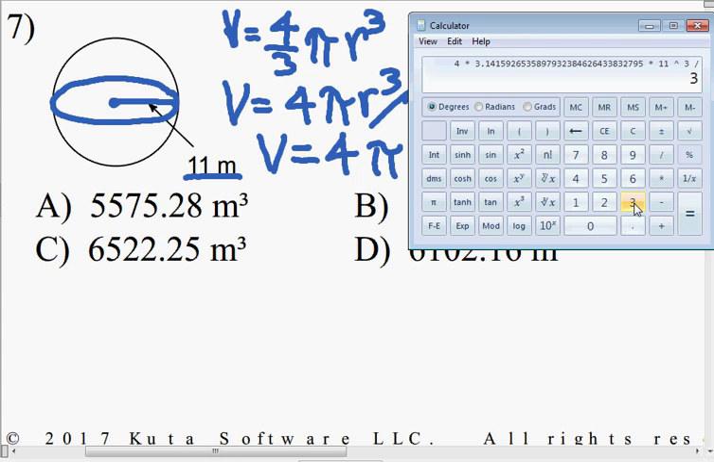4 times pi times 11 to the third power divided by 3 equals 5,575.